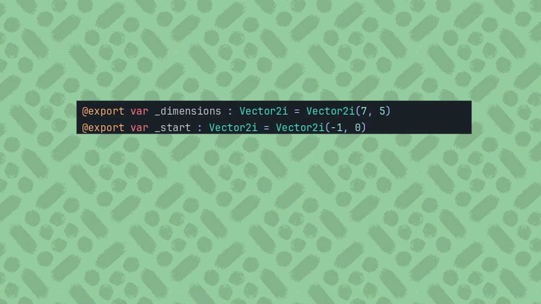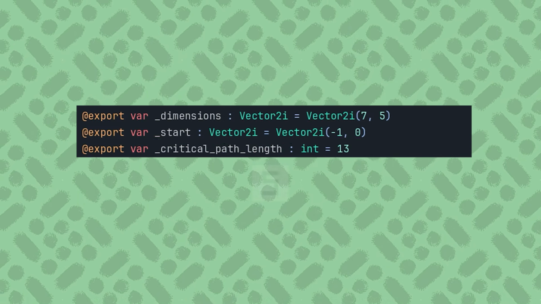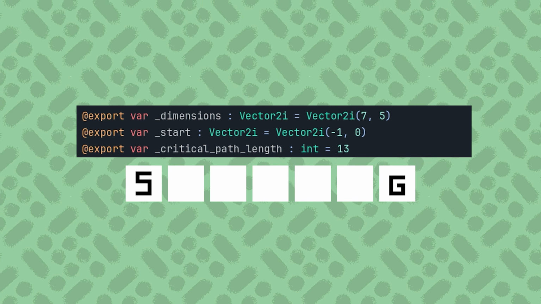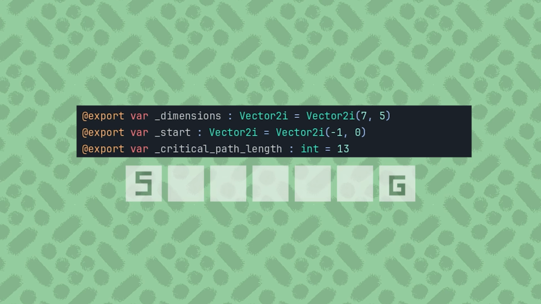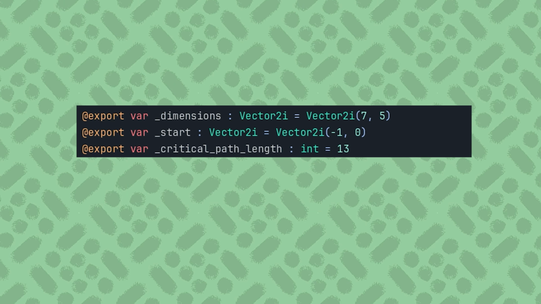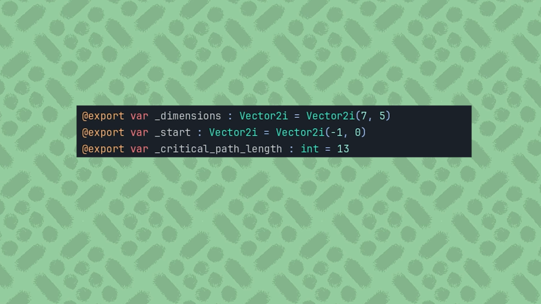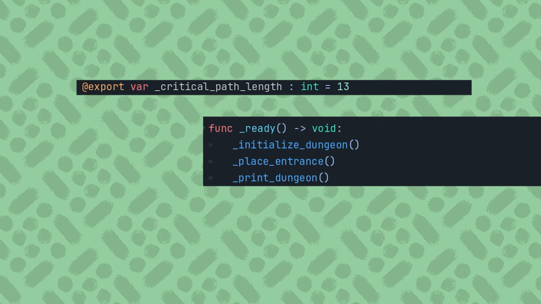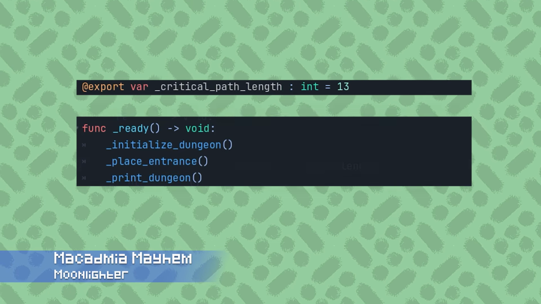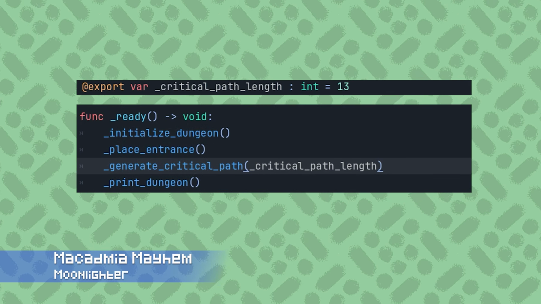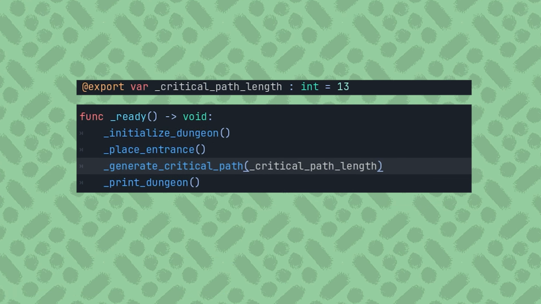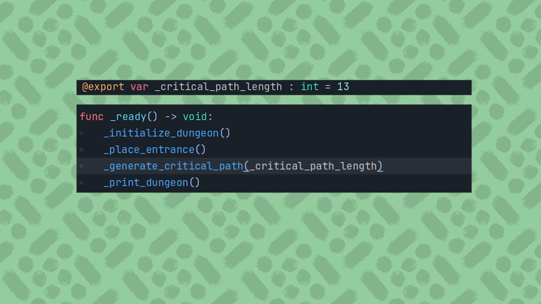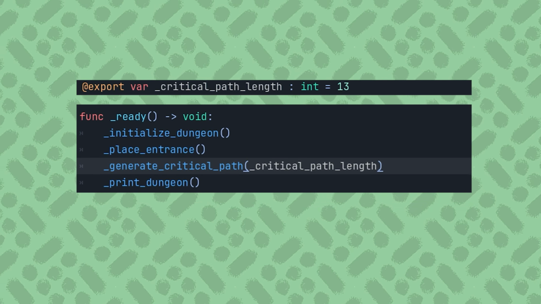The next step of our algorithm will be creating what is known as the critical path, the shortest possible path the player can take from the start to the end. The length of this path might be another constraint, as an integer. I'll give it a value of 13. Then we'll add another function to the list to generate the critical path, accepting this value as a parameter. This is an iterative process of adding one room at a time, starting from the dungeon's entrance.